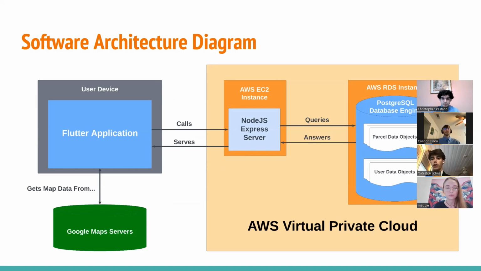And then for parcel data and all other data related to the app, we make calls to our own AWS EC2 server instance. This server is running Node.js Express, which essentially acts as a middleman for our relational database service instance, which runs PostgreSQL and holds parcel data objects along with user data objects. Both of these operate inside of our AWS virtual private cloud to benefit security.